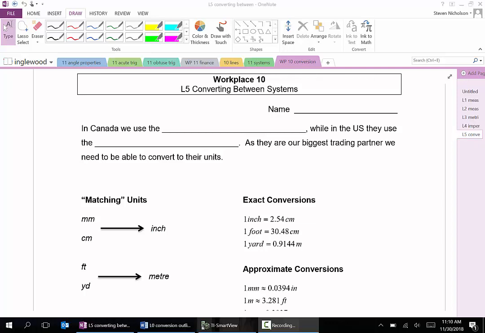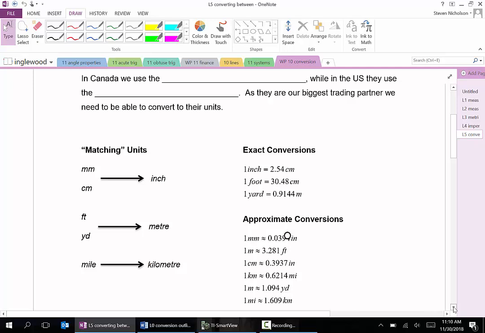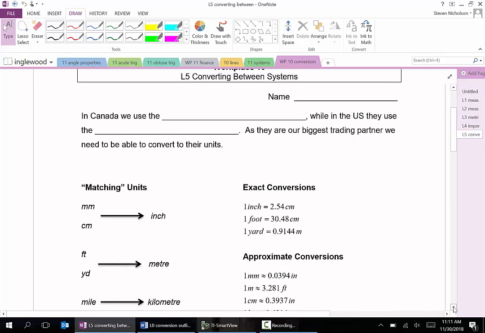Last lesson in the unit is converting between systems. Now, in Canada, this is something that we have to be able to do because we deal with the Americans, and they will not accept the metric system other than in their sciences. So, in Canada, we use the metric system, while in the United States, they use the imperial system, and therefore, some of you are probably going to get a job where you're going to deal with American people or American companies, and you're going to have to be able to speak their language.